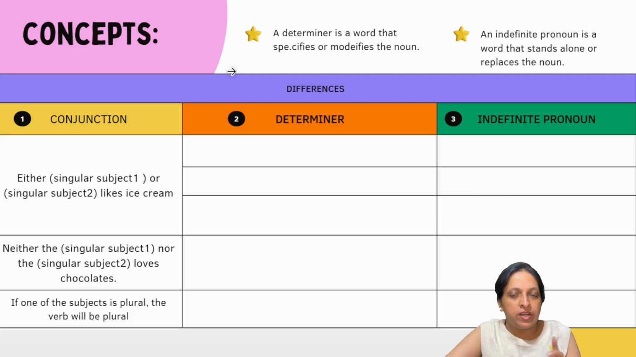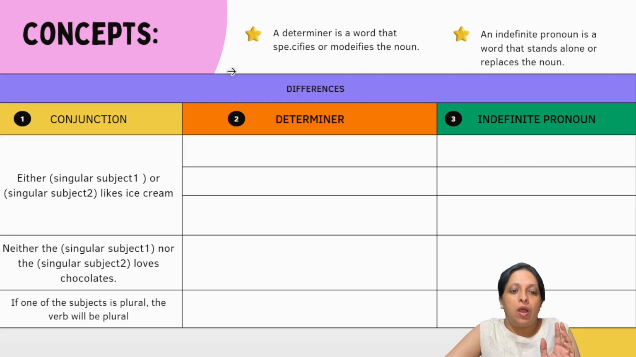For example, the sun rises in the east. So when I say the, the is the determiner. Basically, it is telling that I'm talking particularly about the sun. So what is it doing? It is specifying the noun sun.